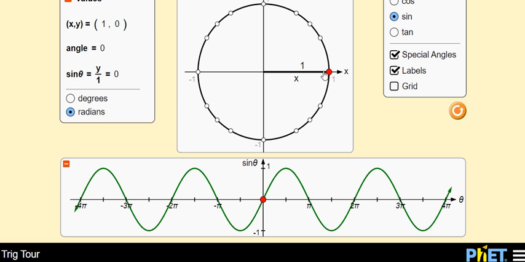What you're able to do is grab that line, or the radius there, and move it around. And it's showing you on the bottom here what the graph looks like. So for example, when our angle is 0, we have 0 degrees or 0 radians like this. On the graph, down here, sine theta is equal to 0.